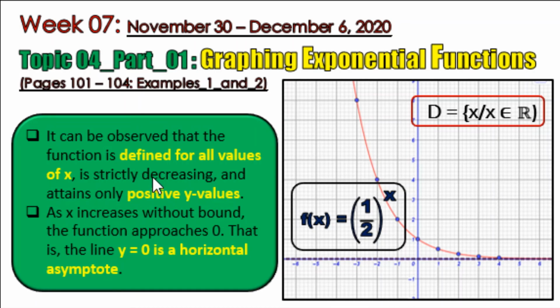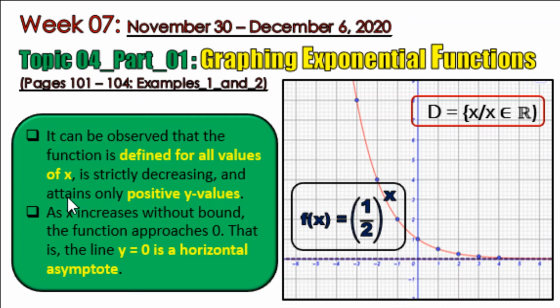Next, it is strictly decreasing. So it means to say that as the value of x increases, the value of y decreases. So for example, if our x is negative 3, your y is 8. And if x is negative 2, the value of your y is 4. So as the value of x increases, the value of y decreases.